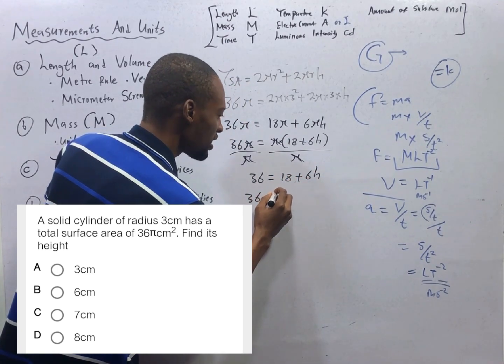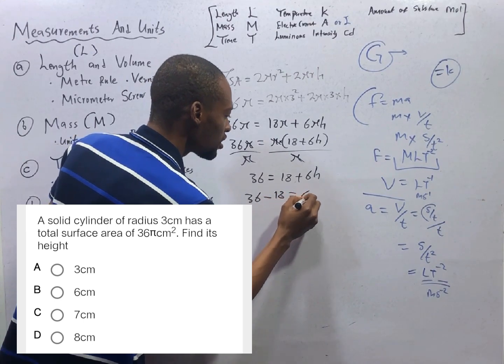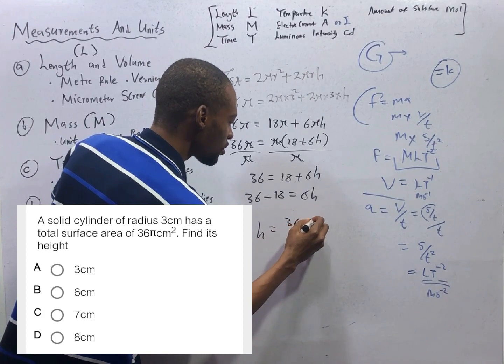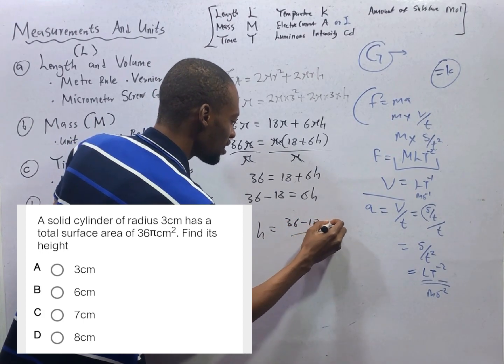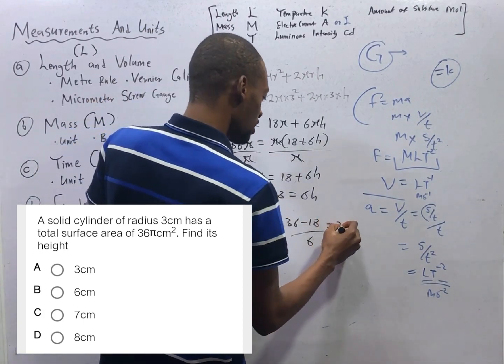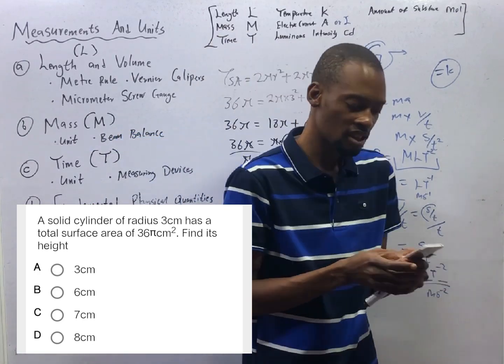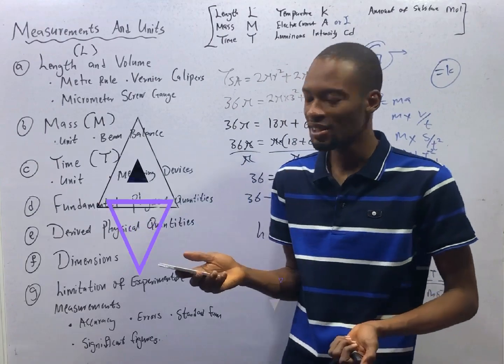36 minus 18 is equal to 6h. h is equal to 36 minus 18 over 6. That is your value of height. According to me, it is 3 cm. If you get something else, you let me know, then we'll negotiate it.